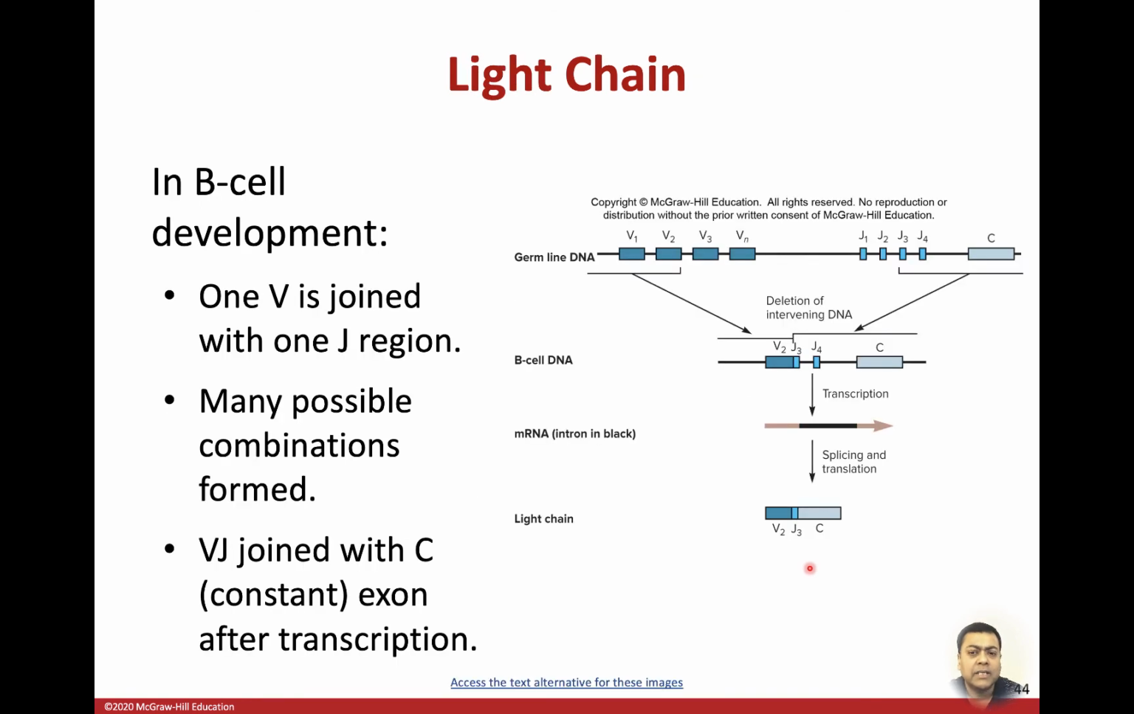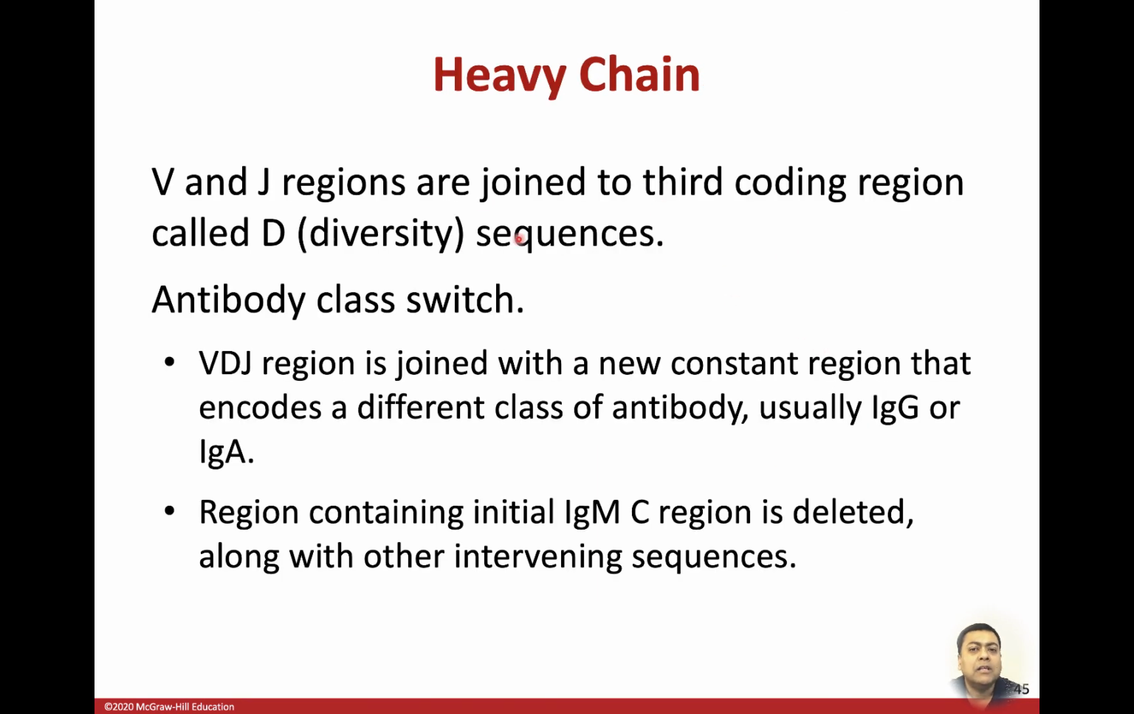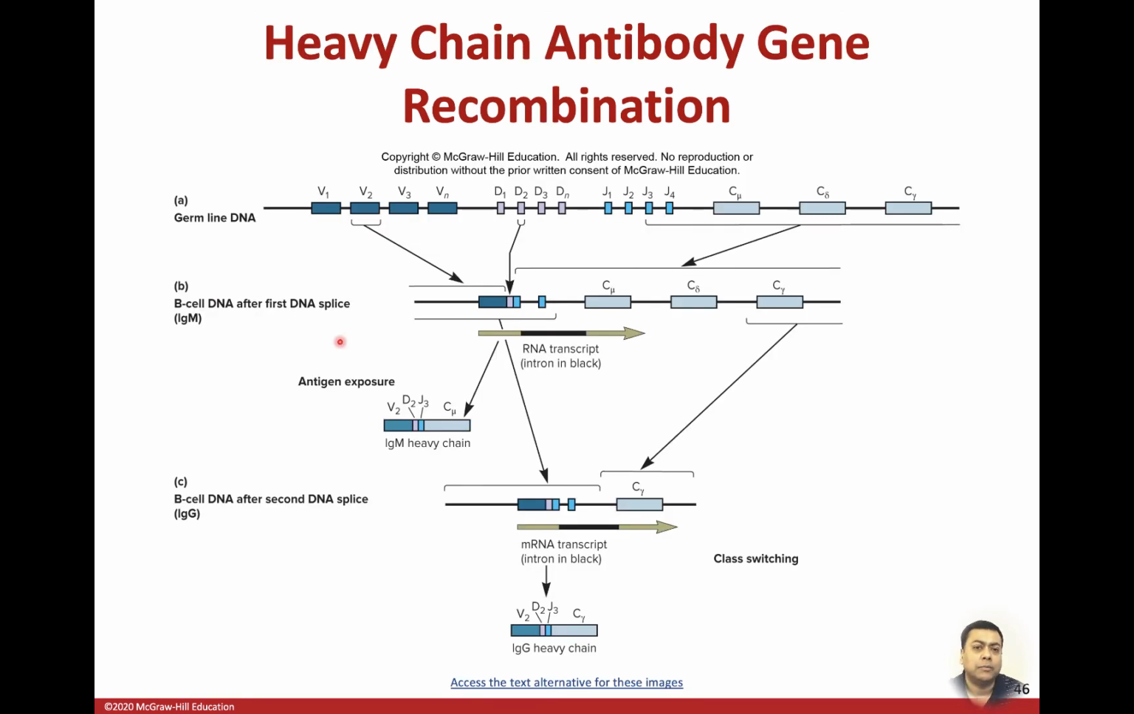So the difference is right here. See that for the light chain, the constant region is the same in all different classes, IgA, D, E, G. For the heavy chain, the constant region is different in different classes. That makes the different classes. So let's take a look.